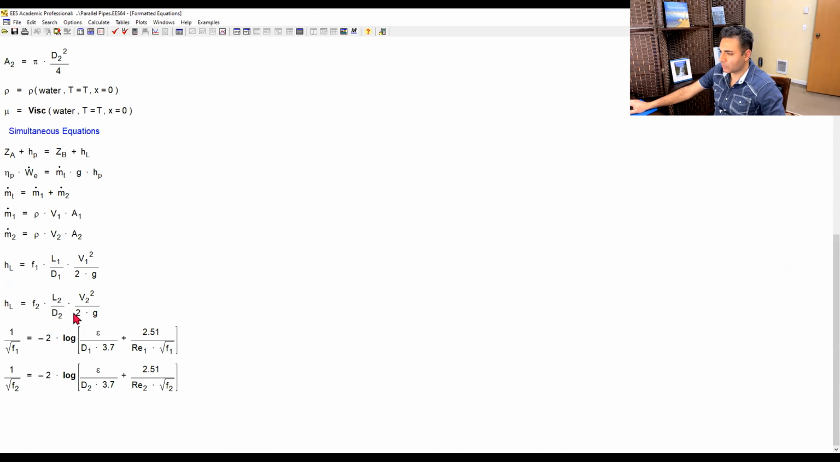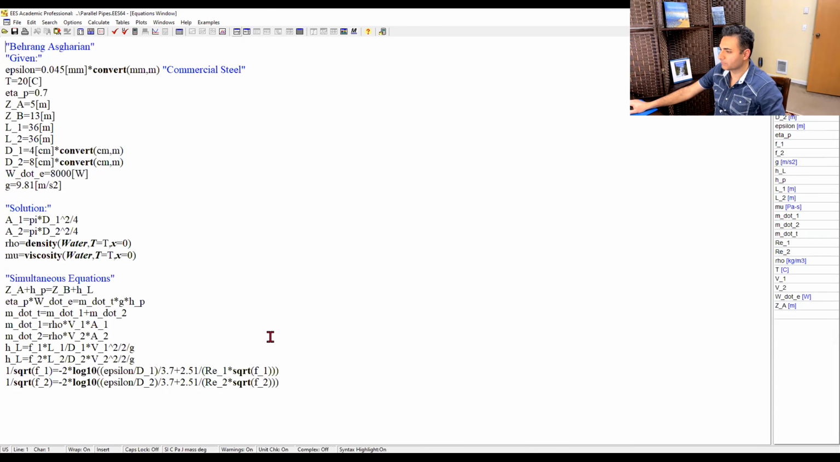Let's take a look at it one more time. F1, D1, Reynolds 1, F1. F2, D2, Reynolds 2, F2. Okay, that looks good. All right. Save it before you lose your code.